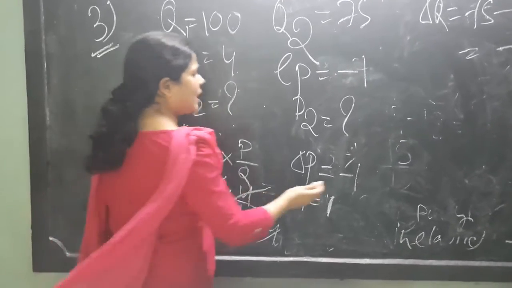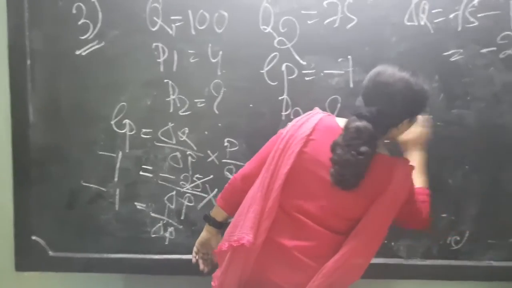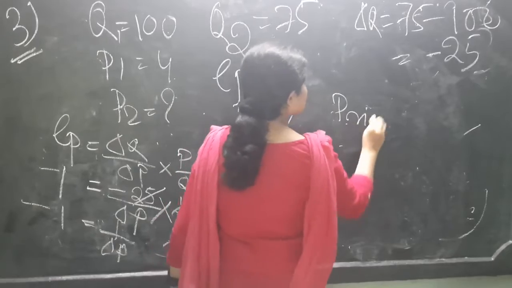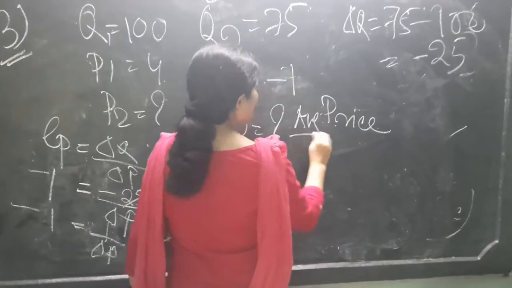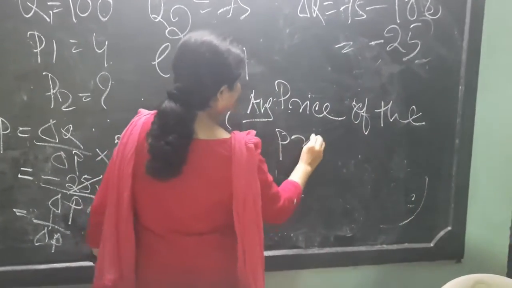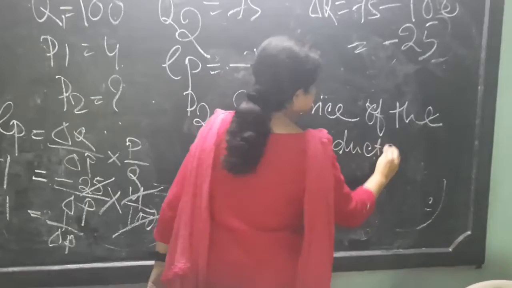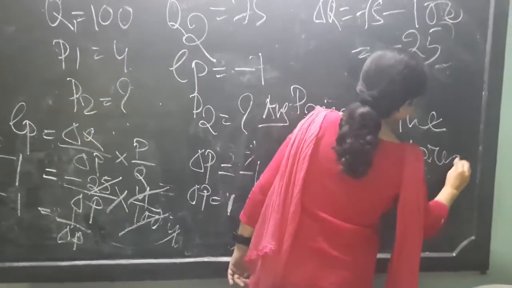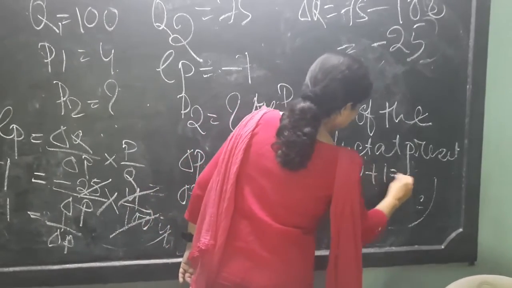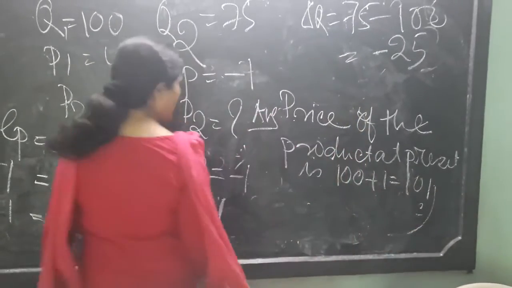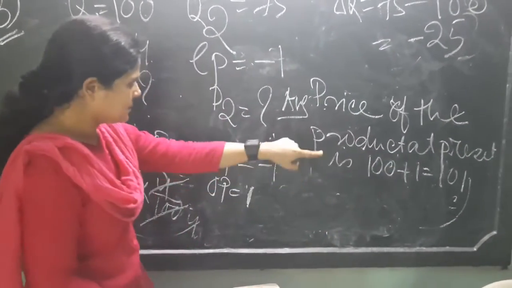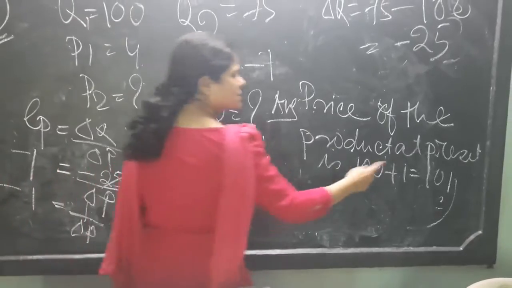So then we have to find out what will be the price of the product. The price of the product at present is 4 plus 1, that is 5. As the price has increased by 1, now the price has increased by ₹1.